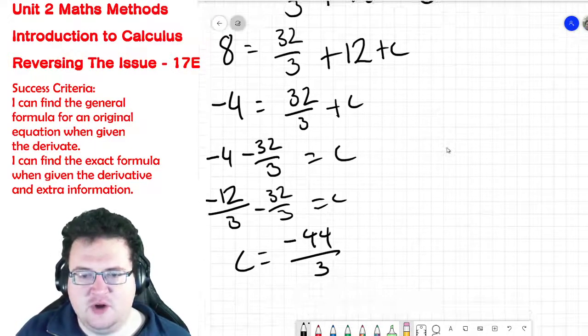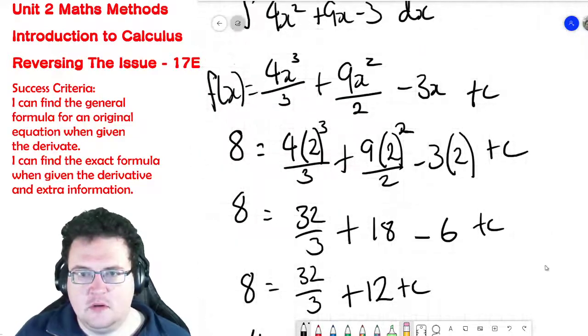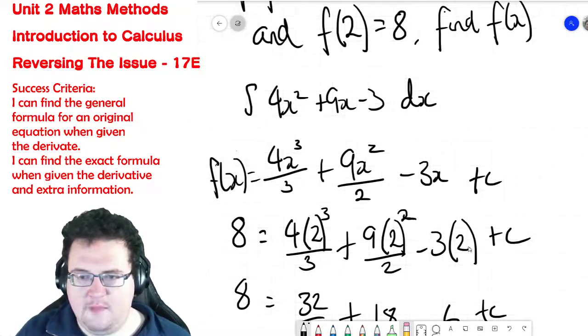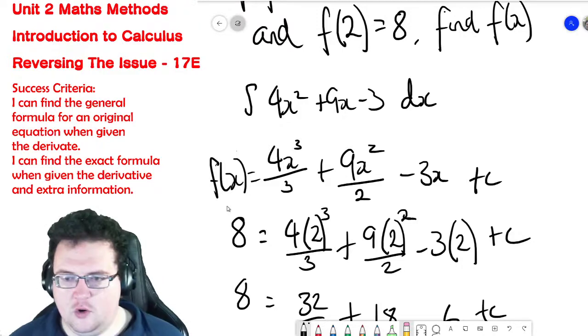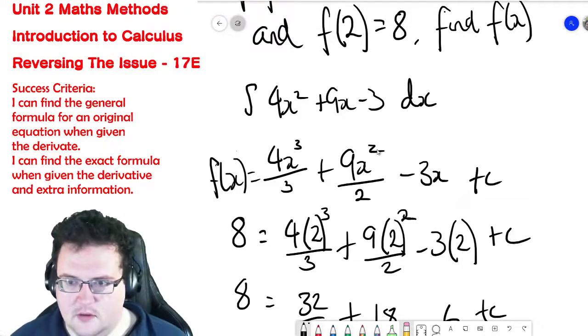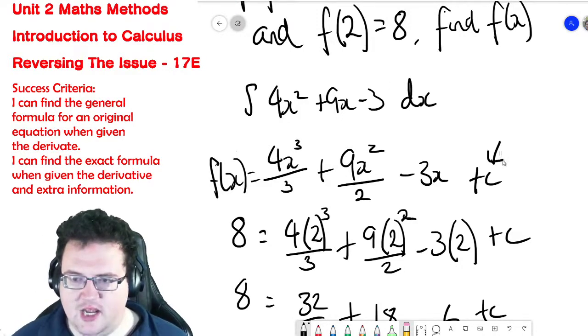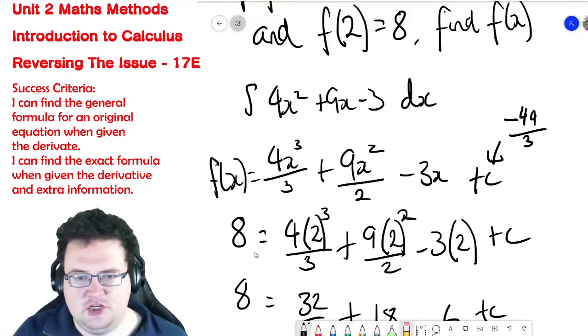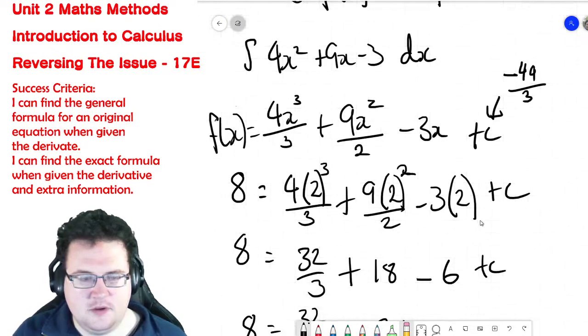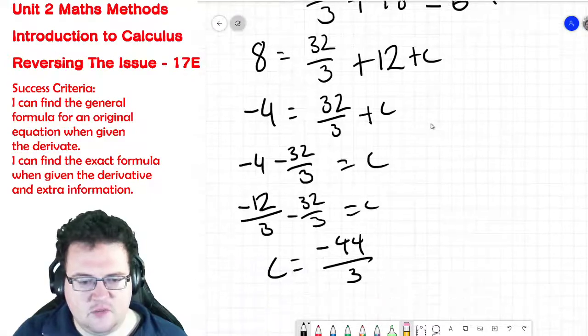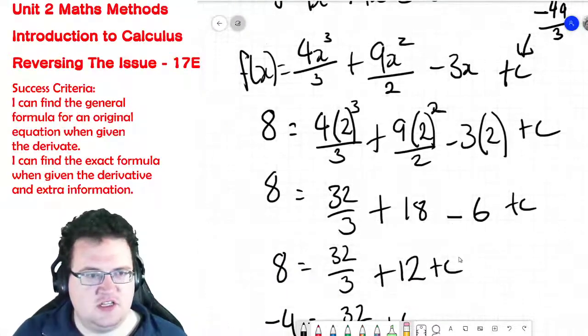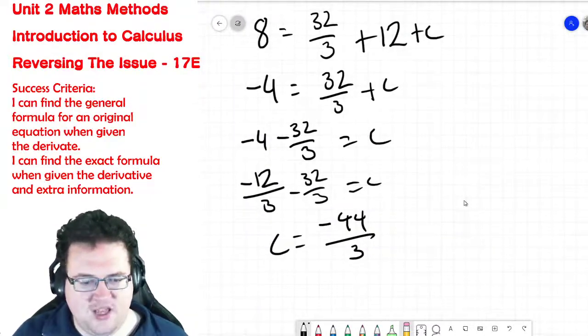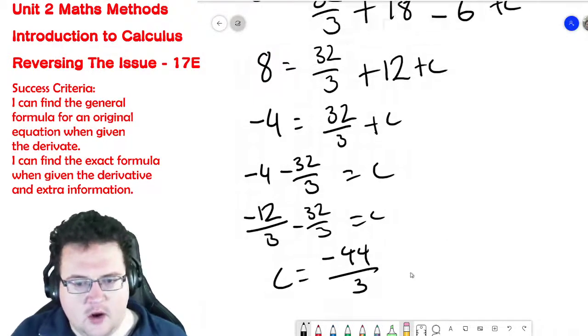That means that my original function, I can come back up to here and just rewrite it again, but replace that with minus 44 over 3. And my function, I have now created the original function. So there's a little bit of extra work when things don't nice and neatly cancel down, but you can do it.